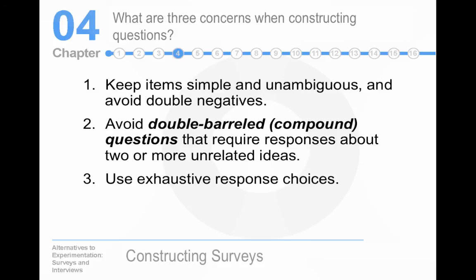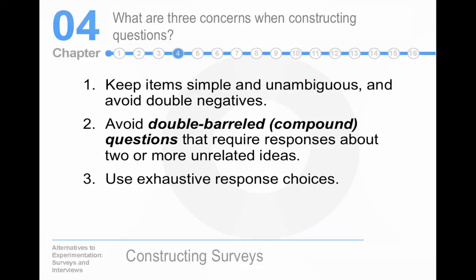So what are some concerns when you put survey questions together? Number one is keep it simple and don't have double negatives. What's an example of a double negative? Well, like the Rolling Stones said, I can't get no satisfaction. Does that mean they can get satisfaction?